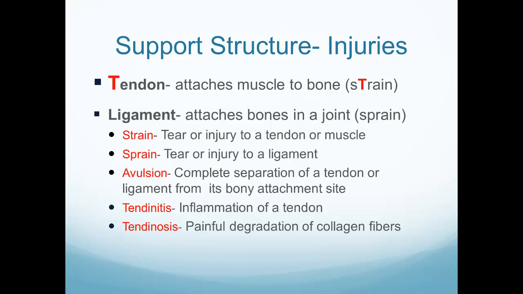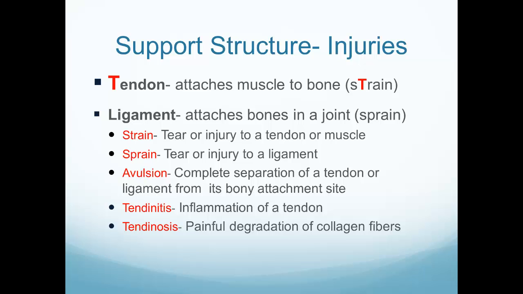We can have a strain. A strain is a tear or an injury that occurs in a tendon or in a muscle. Okay, so a strain is going to be a tear in a tendon or a muscle. Notice that's in a tendon or a muscle area. A sprain, though, on the other hand, is in a ligament. So it depends upon what part is injured.